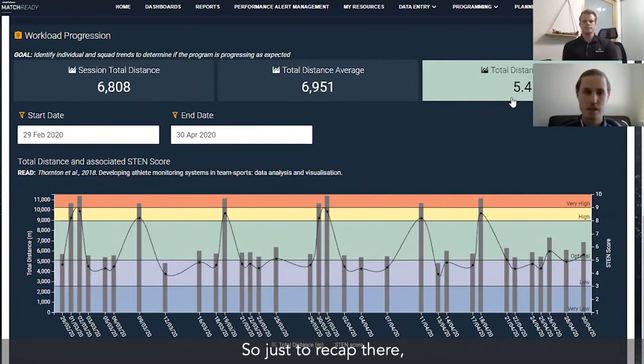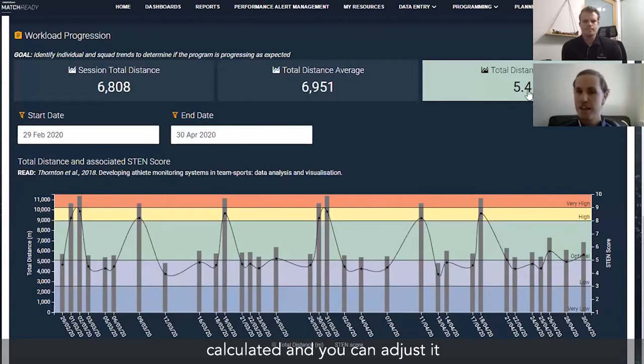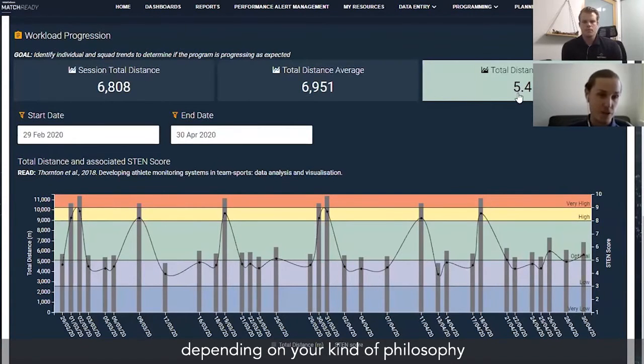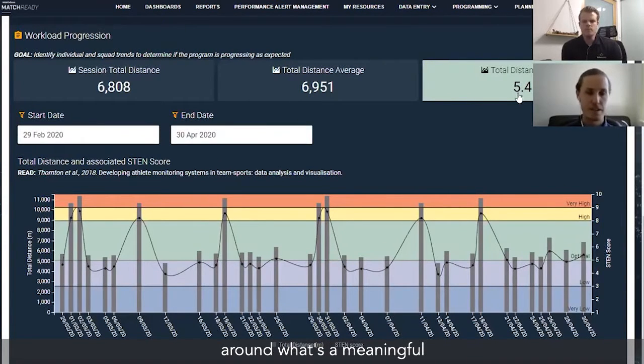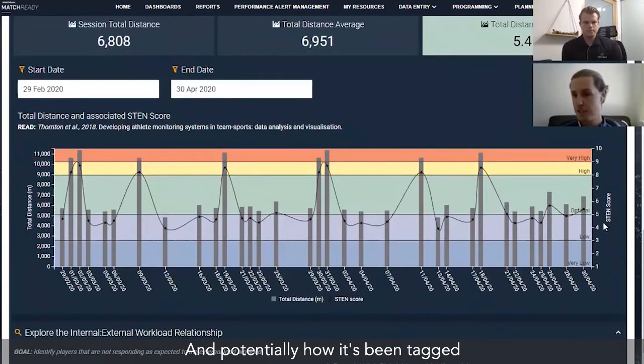So just a recap there, this is converting a Z score to a 1 to 10 scale. Typically, with the way it's calculated, and you can adjust it depending on your philosophy around what's a meaningful change in terms of standard deviation, but typically 5.5 sits as they're on par with exactly their average. So you can see here we're slightly lower than their average in this given session, and potentially how it's been tagged.